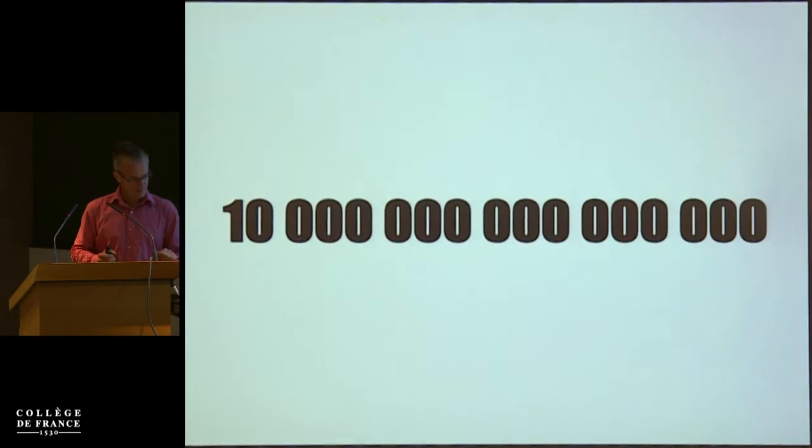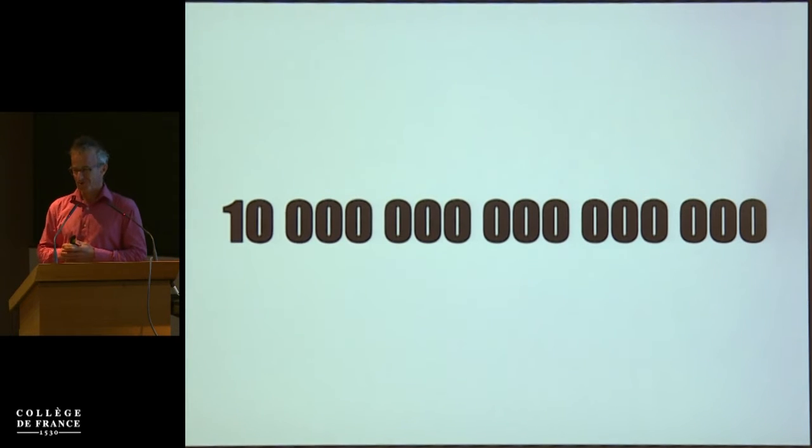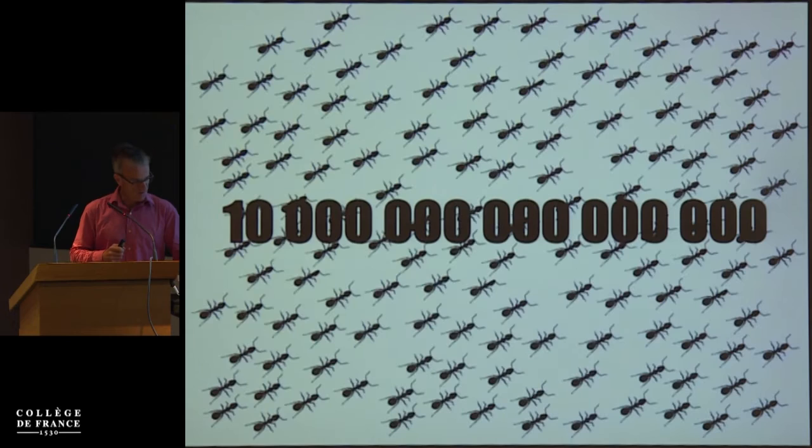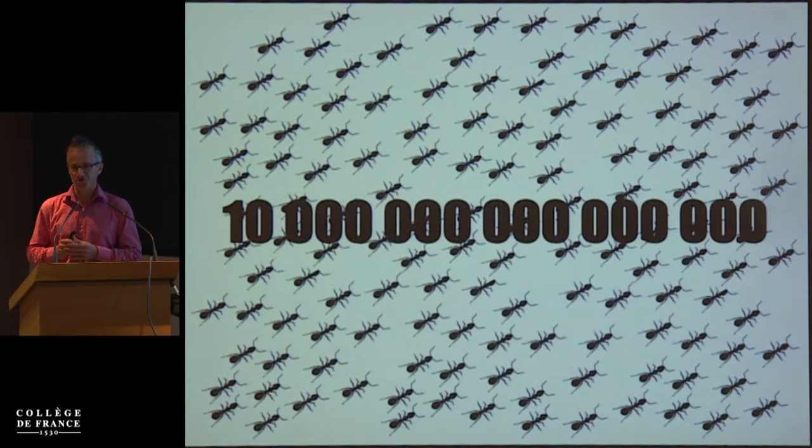And I have a small number to show to you. What is it? It's close to the number of neurons in all people living in Paris. Or maybe the number of neurons in all the bees in France. But it's the number of ants on Earth.